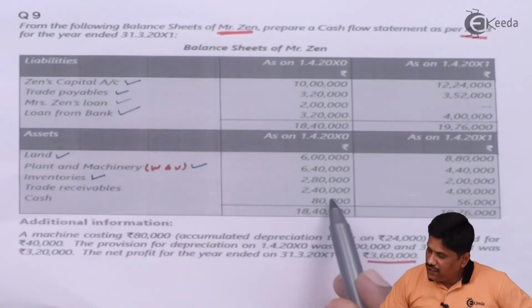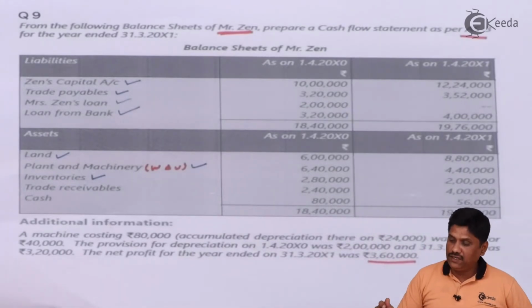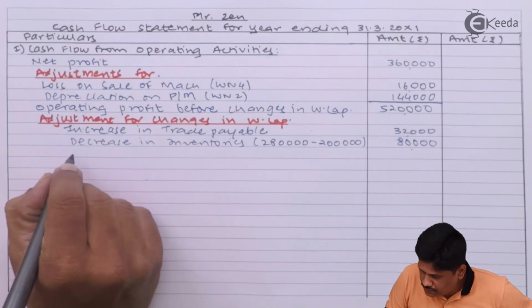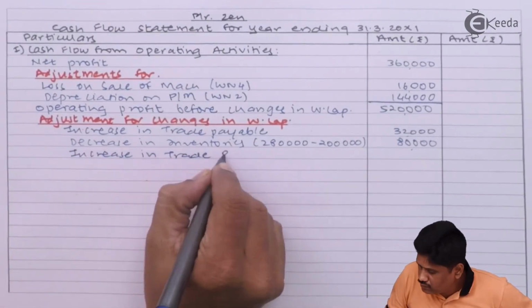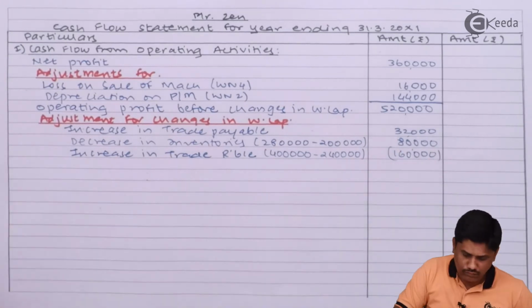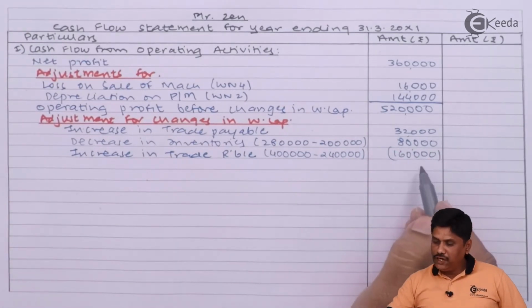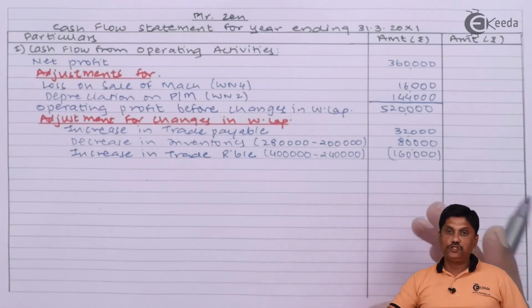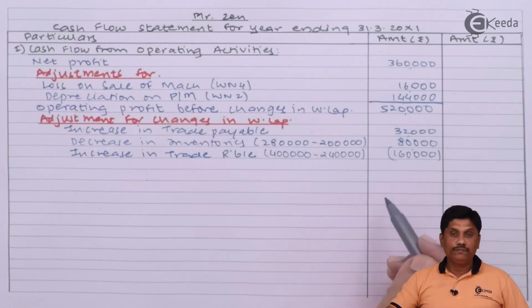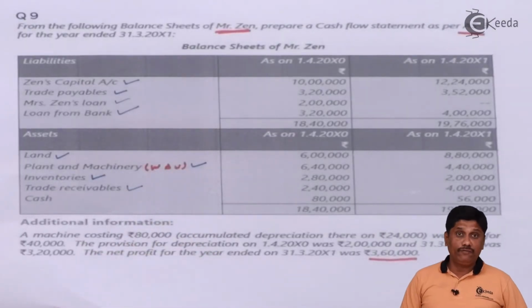Trade receivable, earlier it was 240, now it is 14 lakh. That means there is an increase in trade receivable. ₹1,60,000 I have shown as a negative figure because increase in trade receivable means more cash blocked with them. So ye maine negative likh diya. Cash is part of cash and cash equivalent that we will write later on.